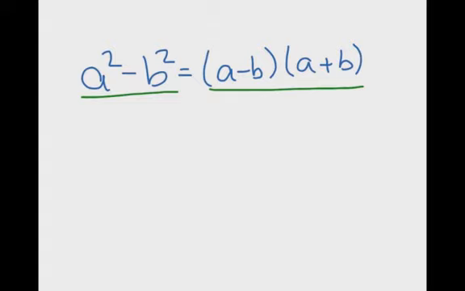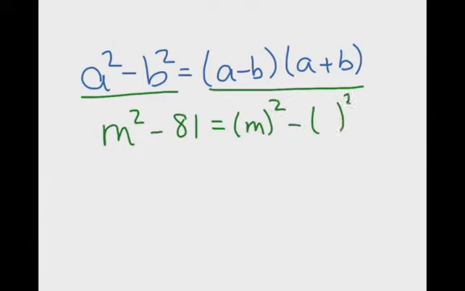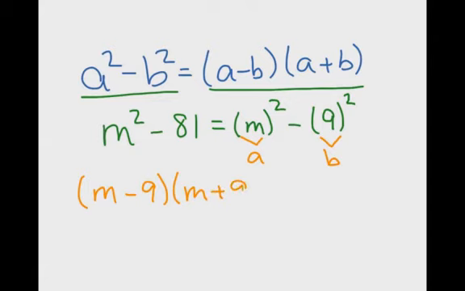All right, so if we start with m squared minus 81, we're going to write these as something squared, so that'd be m squared minus something else squared. The square root of 81 is 9. So m is going to be our a, and 9 is going to be our b. So when we write it in our parentheses, we have m minus 9 and m plus 9.